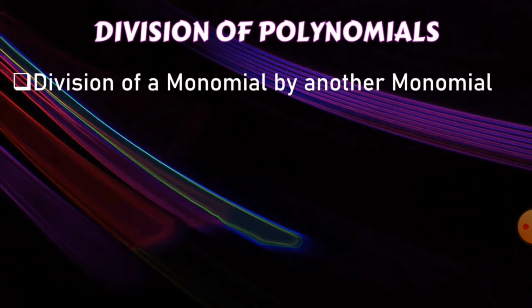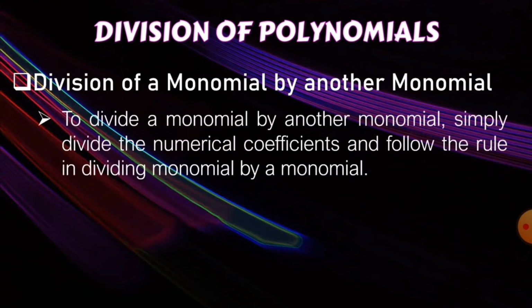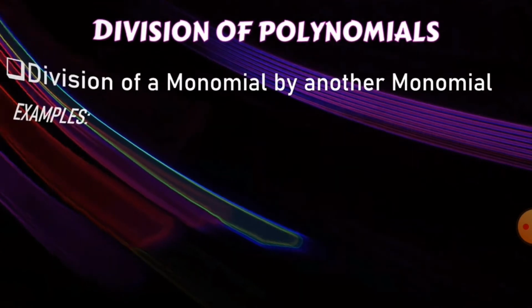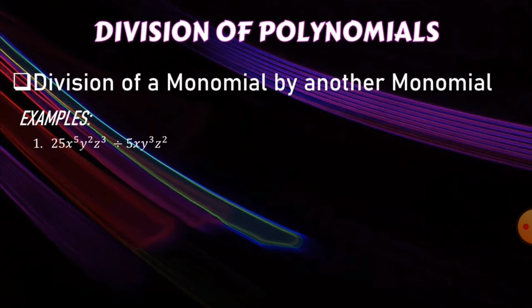So we have the first rule in dividing monomial by another monomial. So how? We just simply divide the numerical coefficients and follow the rule in dividing monomial by a monomial. Okay, so the first example here we have 25x raised to 5 y squared z cubed divided by 5xy cubed z squared. So this is monomial by monomial. So one term lang sila.